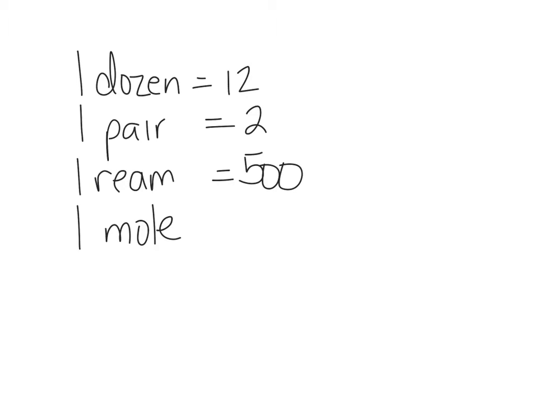We know that numbers can be represented by words. Like 1 dozen is equal to 12 of something. A pair is equal to 2 of something. A ream, as in a ream of paper, is 500 of something. 1 mole represents another number. It's just a very large number, and it's 6 sextillion of something. So the mole is just a number, a count of something.